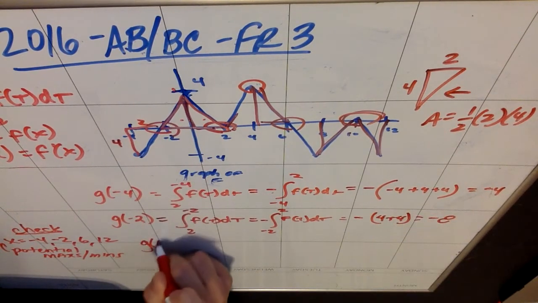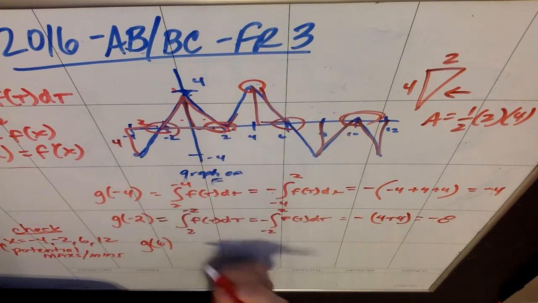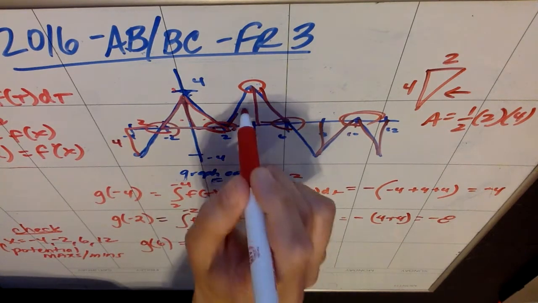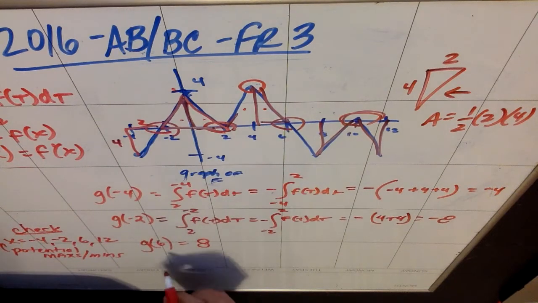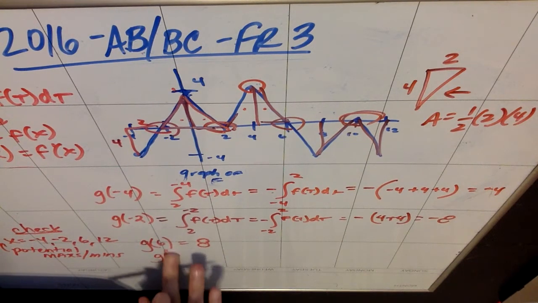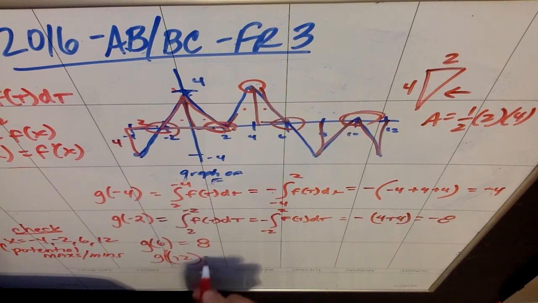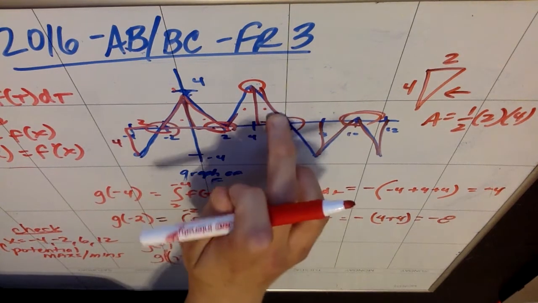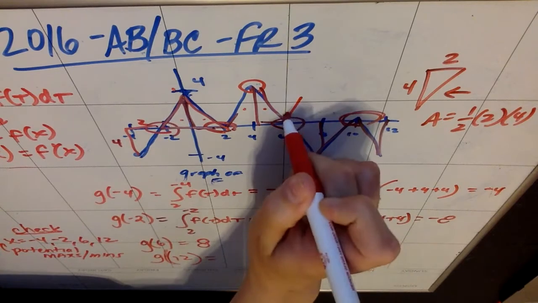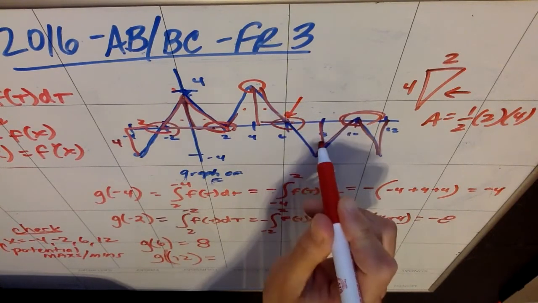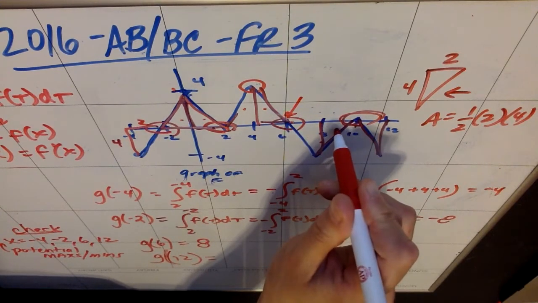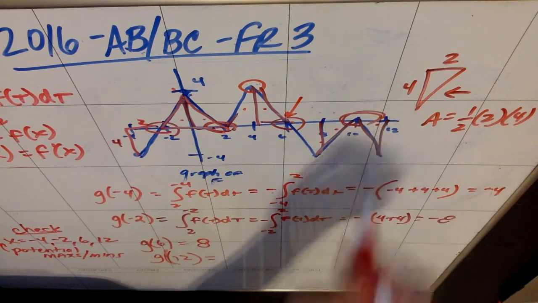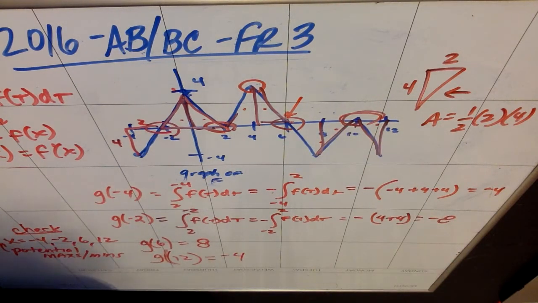G of 6 would be the integral from 2 to 6, and we've already established that each of these is a 4, and I'm integrating forwards now, so that's an 8. And g of 12, don't know quite what happened there. So g of 12, I already know this is an 8, right? Like, when I was at an 8 when I got to 6, so I subtract 4. I subtract 4 again, so now I'm down to 0. And then I subtract 4, so I end up back down at negative 4.